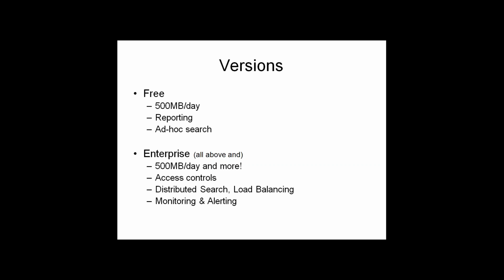The number one version is the enterprise trial version, which is valid for 60 days. The second is the enterprise version, I mean the real one, and the third is the free version. By default, we can index 500 MB of data per day, but if you purchase the license, it could be more.